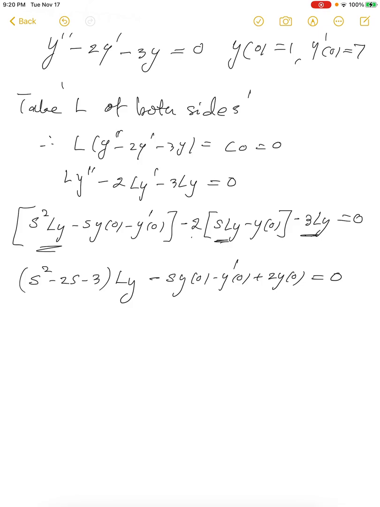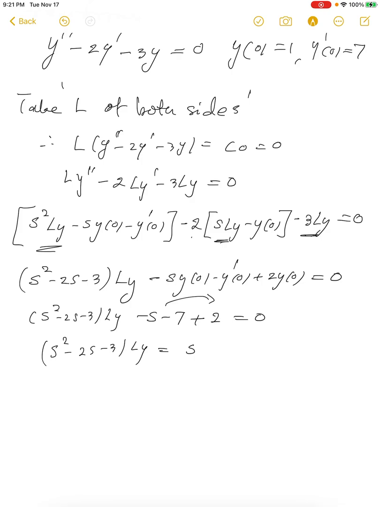Now you are given y(0) and y'(0), so I substitute those values. y(0) is 1, y'(0) is 7. So this gives you s² L(y) minus 2s L(y) minus 3 L(y) equal to s. I move these terms: on the left side you get minus 5, and when you move it to the right you get plus 5. So L(y) is going to be (s plus 5) over (s² minus 2s minus 3).